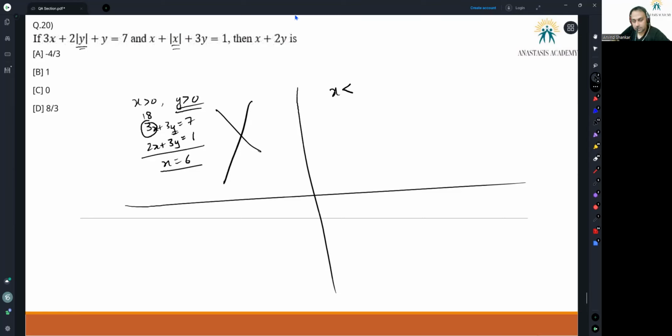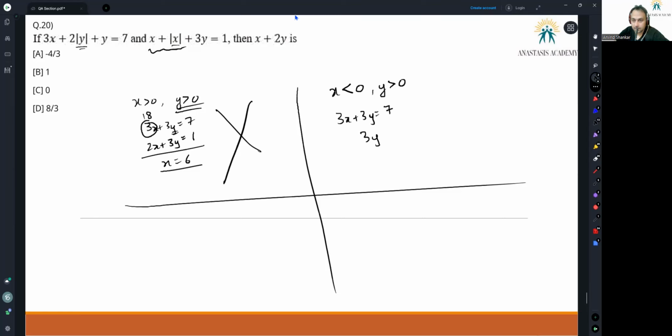Let's check if x was less than 0 and y was greater than 0. If that was the case, then we would have 3x plus 3y is equal to 7. And if x is less than 0, can you also see what exactly happens here? x and mod x. Mod x will return minus x. So that will get cancelled.